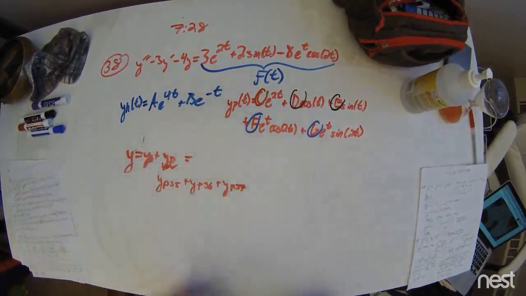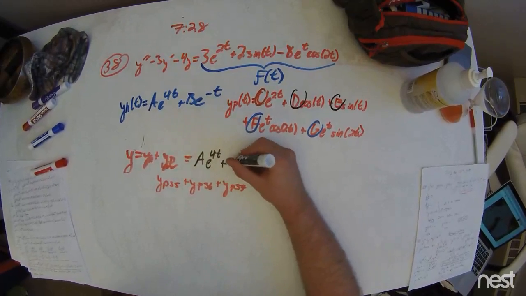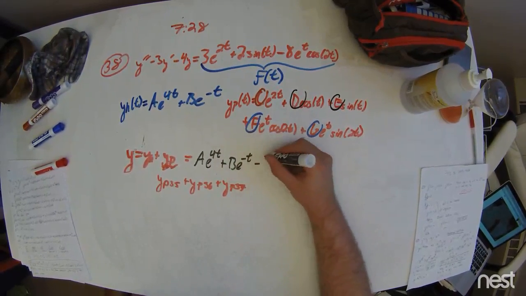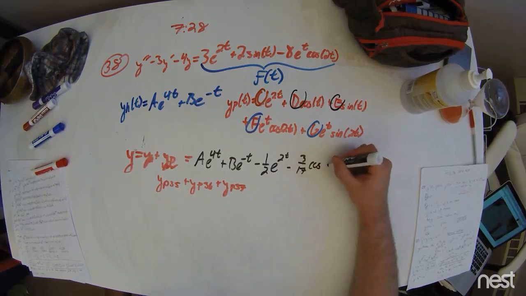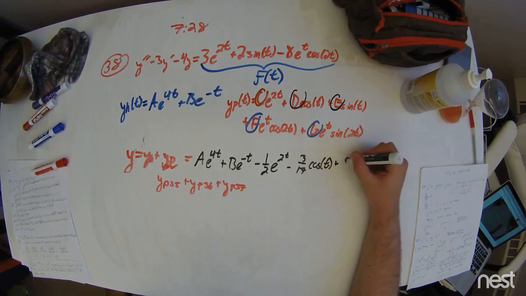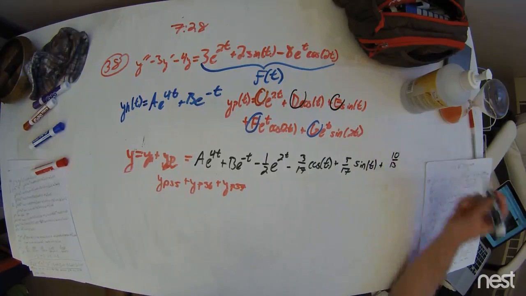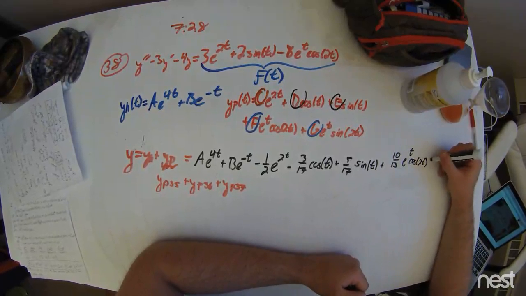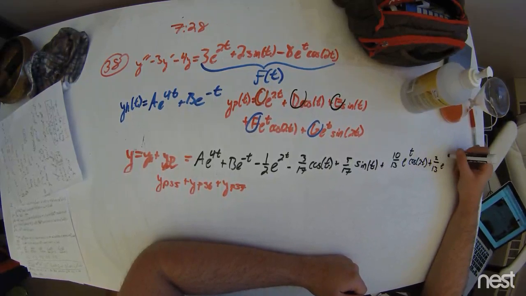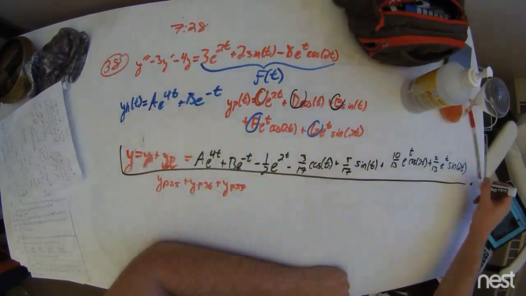Now this is simply this: A e to the 4t plus B e to the minus t, minus half e to the 2t, minus 3 over 17 times the cosine of t, plus 5 over 17 times the sine of t, plus 10 thirteenths e to the t cosine 2t, plus 2 thirteenths e to the t sine of 2t. This is our whole expression for y of t.